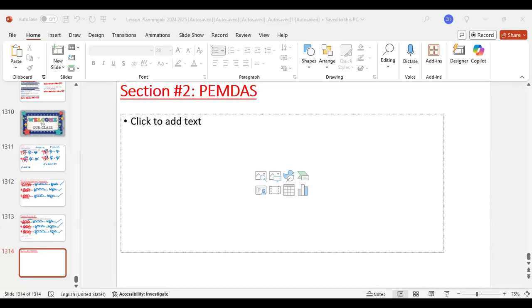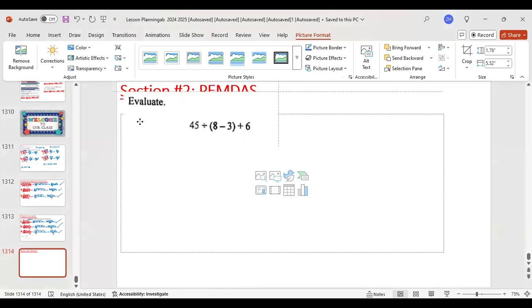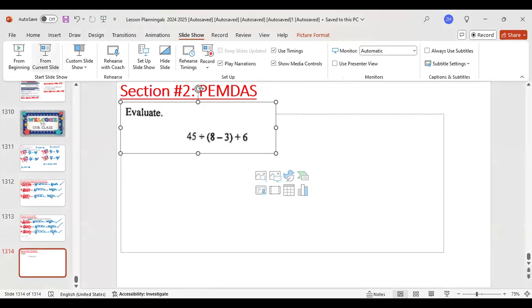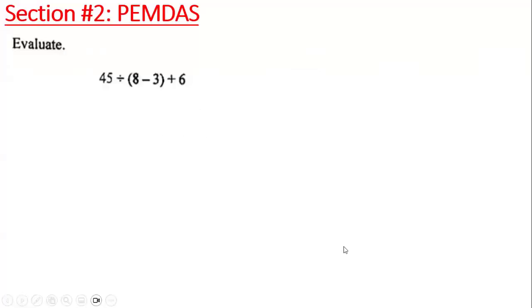So let's say I want to evaluate this particular question. Do not say it out loud. I just want you to put your answers inside the chat. That's all I want you to do. And then we're gonna review everyone's answers. Please do not get this wrong. I have 45 divided by 8 minus 3 plus 6. Put your answers inside the chat for me, please.